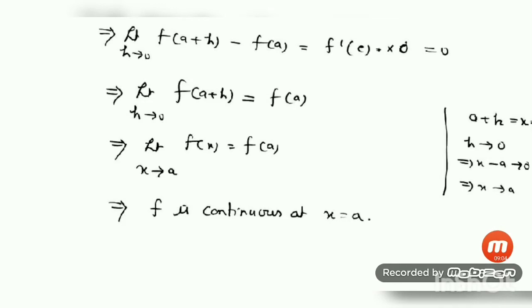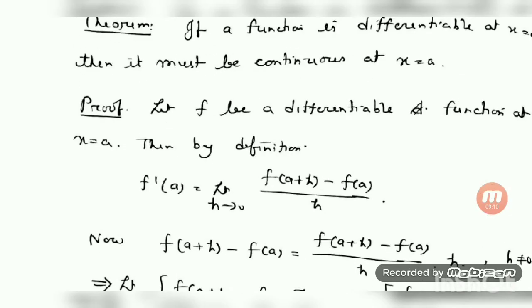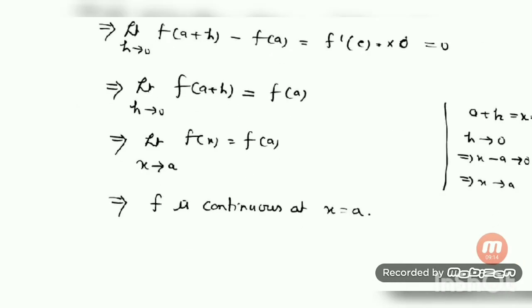So what we have seen? Since it is differentiable, that's why I can use here. What is this? This is f dash a. This f dash a can be used because of this. This is differentiable, and if it is differentiable, then lastly we have got the conclusion that this is continuous.